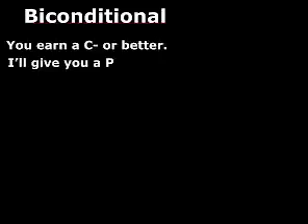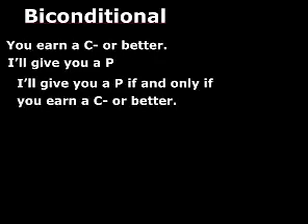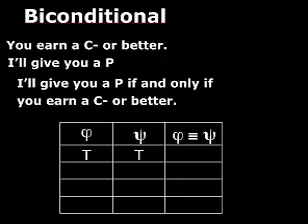Next up is the biconditional. This is actually official UCSD policy for people who take a class pass, not pass, PNP. So suppose here are two atomic statements. You earn a C- or better, and I'll give you a P, meaning pass in the class. And I tell you this biconditional. I'll give you a P if and only if you earn a C- or better. So it's a biconditional. Well, this one's pretty true.